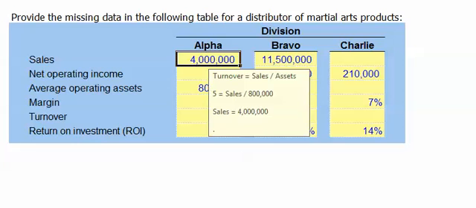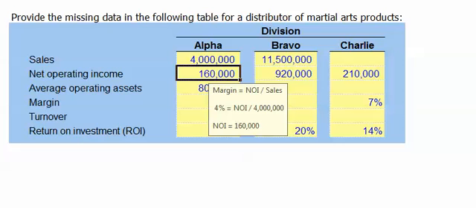Sales for the Alpha Division will be $4 million. We can set up our equation for our asset turnover, which is sales divided by assets. When we plug, we have 5 for our turnover. That will equal our sales divided by 800,000, and we get our sales of $4 million.